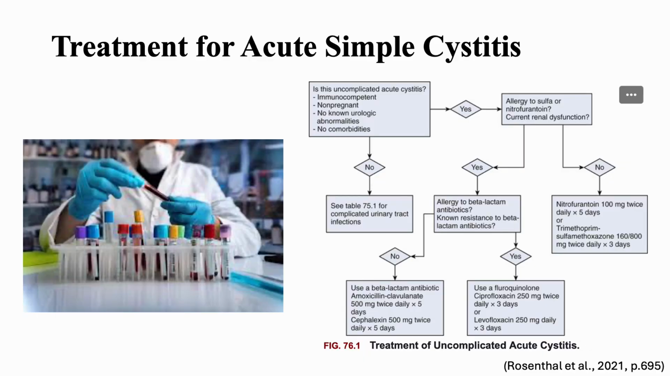This is the treatment algorithm for outpatient therapy in non-pregnant women for an uncomplicated UTI, and I got this from our textbook on page 695. So we are basing this treatment plan on an uncomplicated UTI. Yes, the patient does not have a sulfa or nitrofurantoin allergy, nitrofurantoin also known as Macrobid. So no allergy to that, no. So we go straight to the Macrobid treatment.